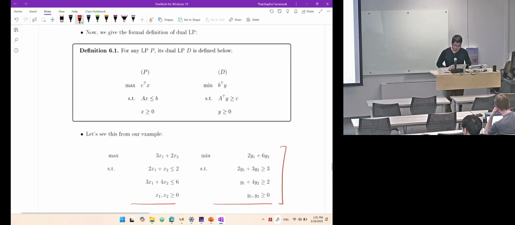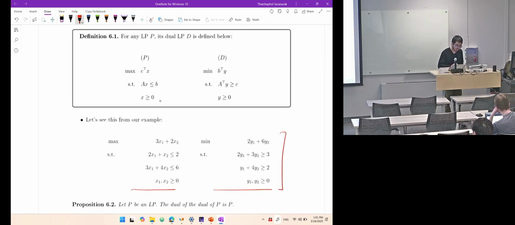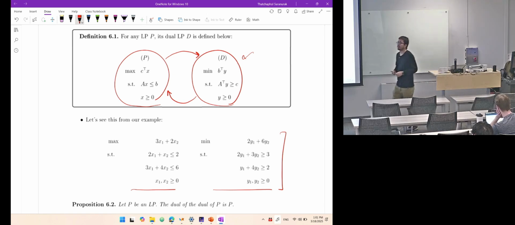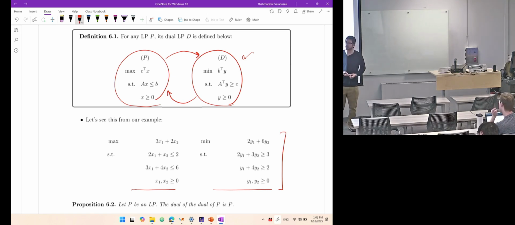And by the way, if you start with primal here and you want to derive the dual, you get this thing. And if you want to derive the dual of this thing, you're going to get the primal back. So is solving the dual equivalent to solving the primal? If we get the answer for the dual, is that enough to get the answer for the primal as well? The answer is yes.